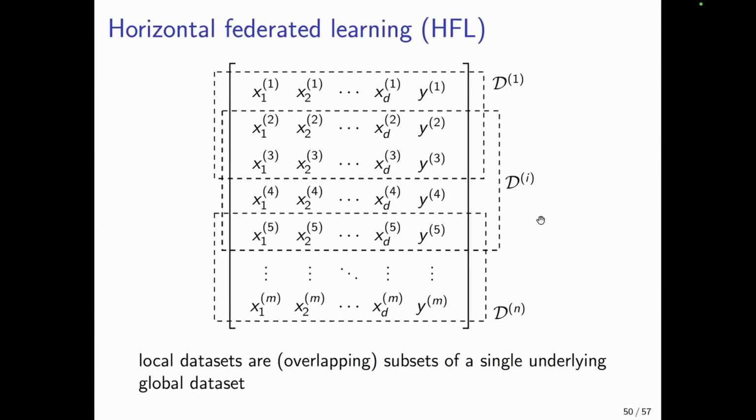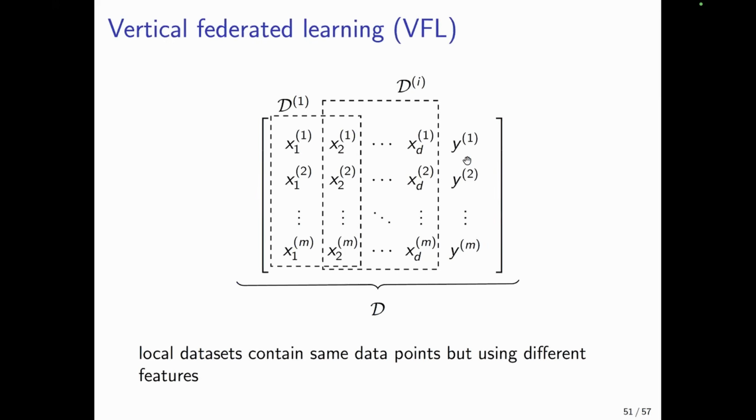Each device has some data points which have the same structure. So the data points are characterized by the same number of features and the label, but they represent different data points. A fundamentally different federated learning flavor is called vertical federated learning. In vertical federated learning, the devices or the components of this federated learning system all store information about the same data points. So all devices use data from the same data source or use the same data points, but the devices have different features, so that each device uses a different set of features.